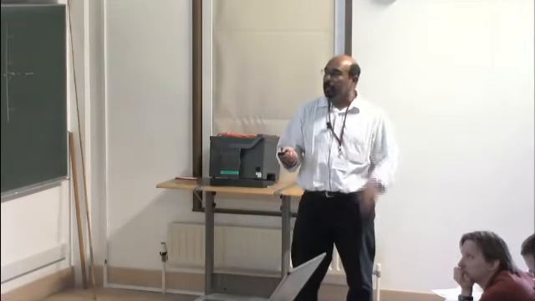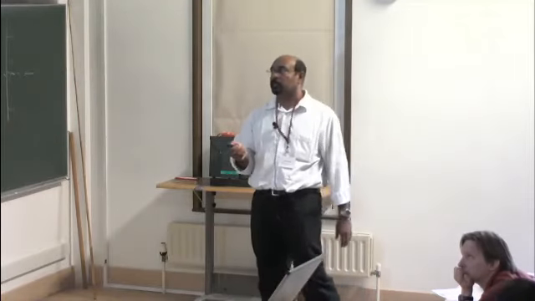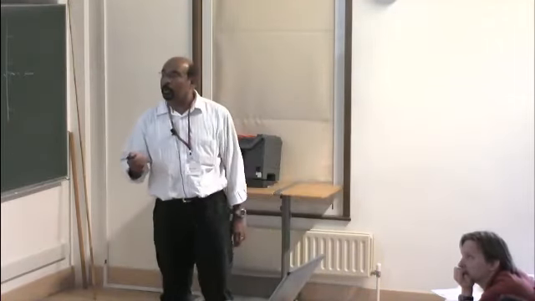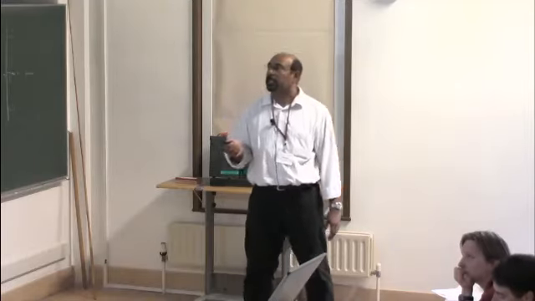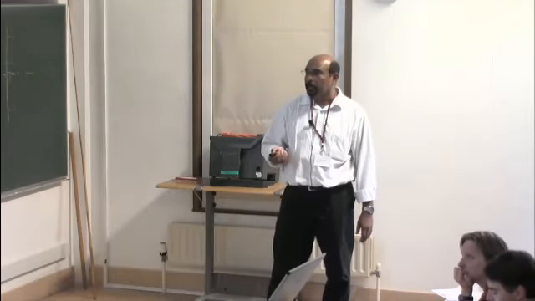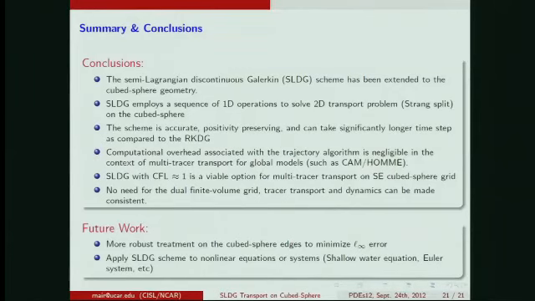SLDG with CFL nearly equal to 1 is a viable option for multi-tracer transport on the spectral element cubed-sphere grid. No need for the dual finite volume grid. Tracer transport and dynamics can be made very consistent. So future work is to analyze what is going wrong at the corner points, how to decrease the L infinity error, and if time permits, if funding permits, apply the SLDG scheme to shallow water equations and so on. And these are the results. Whatever I showed is preliminary results. We are doing more experiments on that, and that's all. Thank you very much.